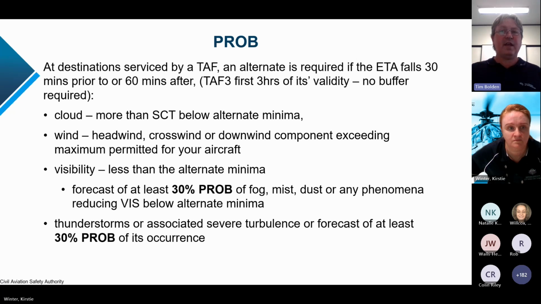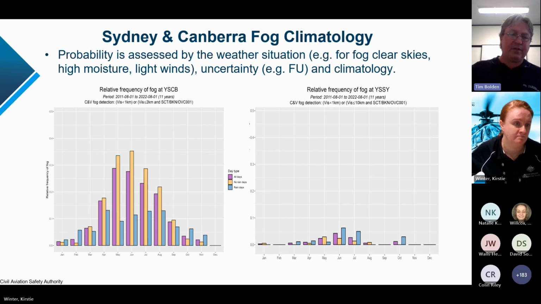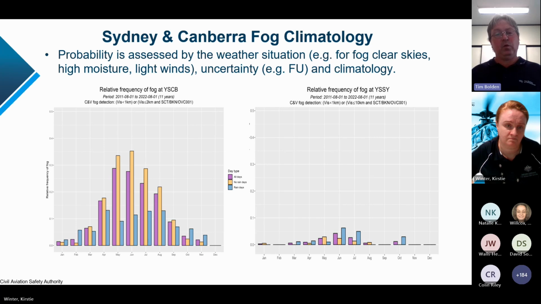So if we just move on to the next slide, please, Kirsty. So here we can see that on the left is the fog climatology of Canberra. On the right is the fog climatology of Sydney. In winter, as you can see, the fog probability for 2 months of the year is actually above 30% in Canberra. So essentially, we're looking for any situation that would favour fog in Canberra. We will be putting a prob or something stronger, like an alternate or a prob 40 or an alternate in there, as there may well be more than a 40% chance of fog.